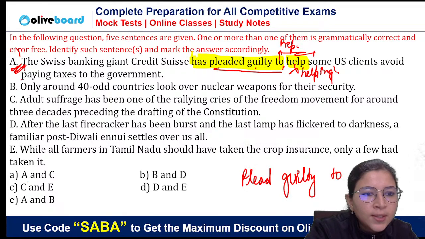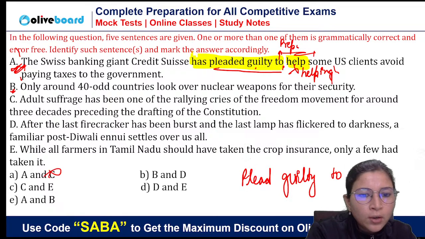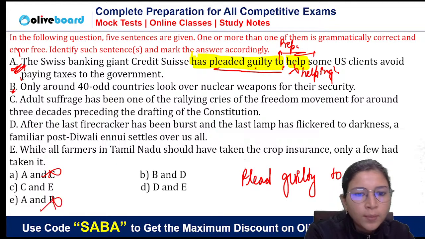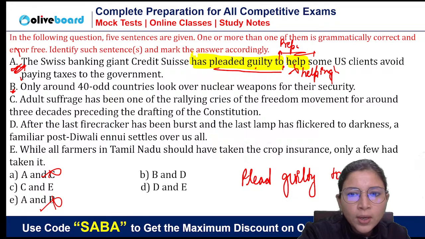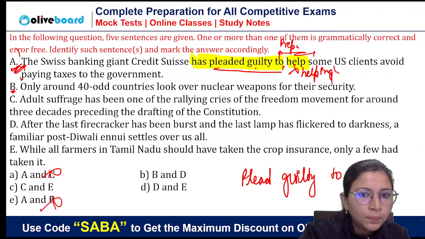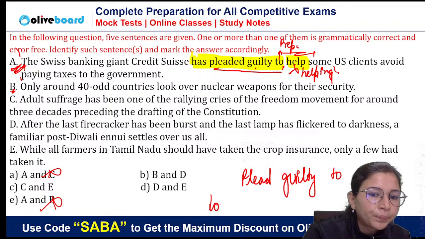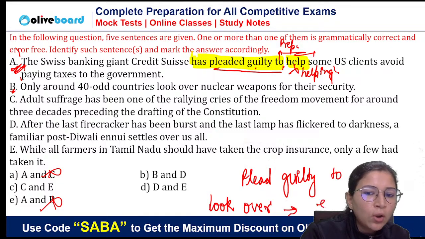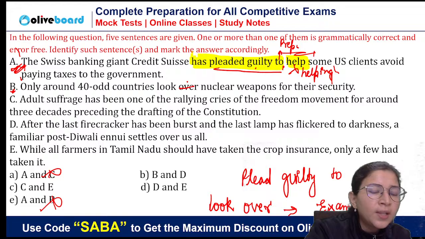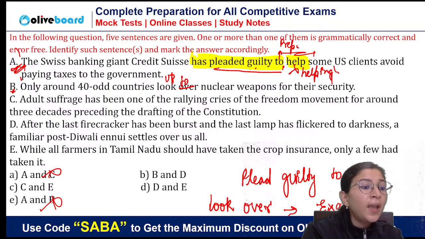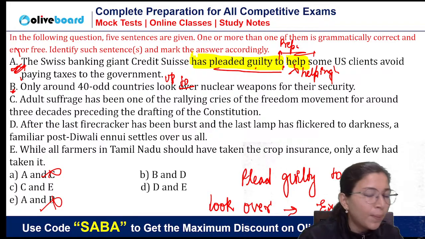Now, coming to B, is this B right or wrong? So A is eliminated. A can't be correct. Two options eliminated. Now come to this B. Only 40 odd countries look over nuclear weapons for their security. What do you mean by the word look over? Look over something means to examine. Here it will be look to nuclear weapons. It means they look up to something, look to something. It means they want nuclear weapons, they demand nuclear weapons for their security.